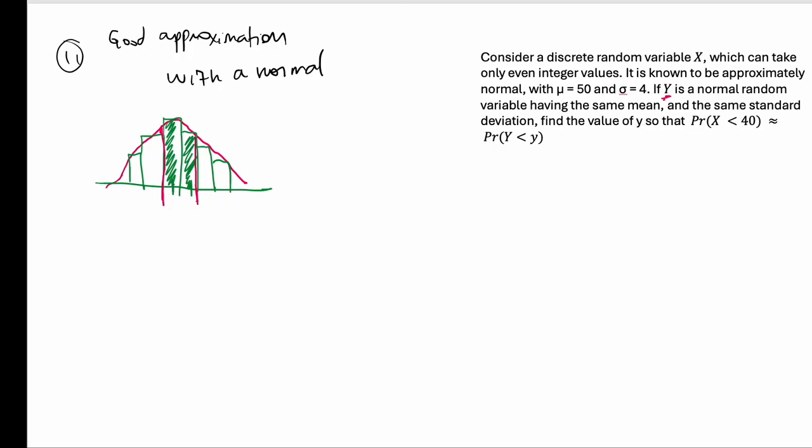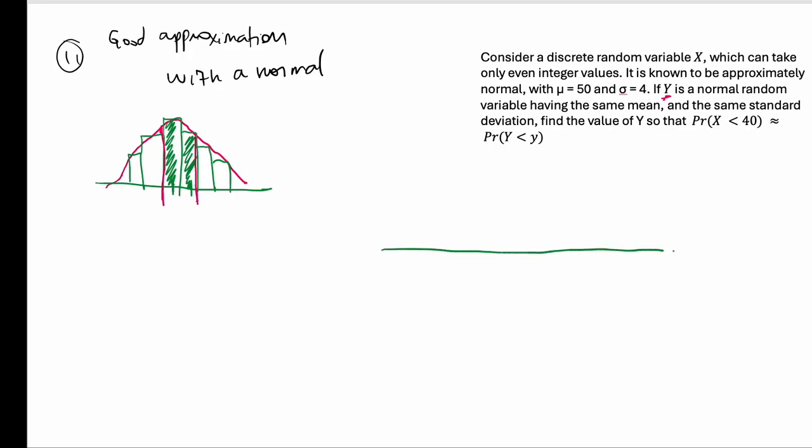Find the value of capital Y so that the probability of x being less than 40. So what I want is to approximate this in a probability of the continuous world. So let's do that.